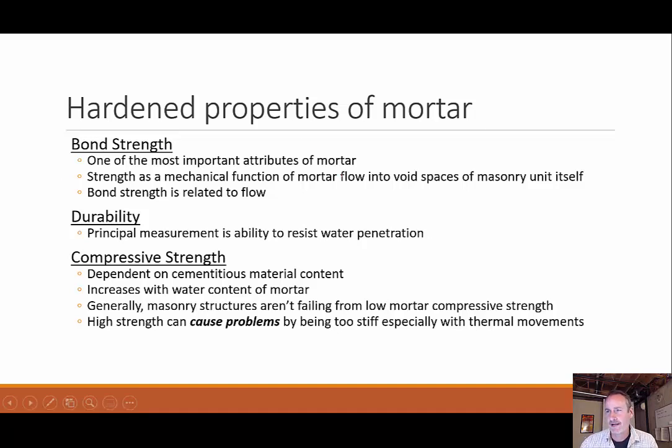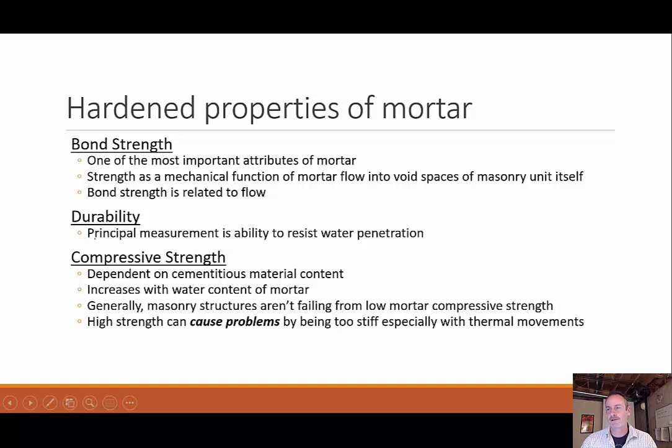Of course, it's one of the most important attributes. It is a function of the mortar flow into these void spaces. You can imagine it going into the void spaces and kind of locking into place, right? And it's also related to flow. So once again, you have this flow that can flow into those void spaces.